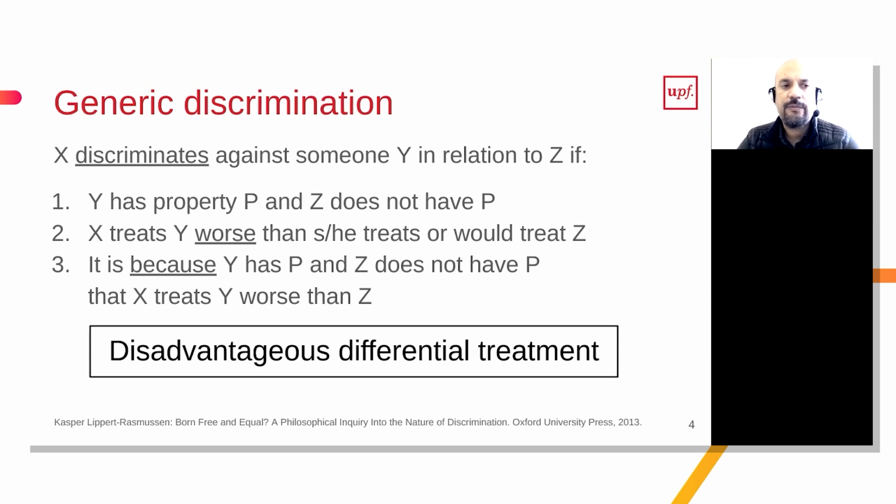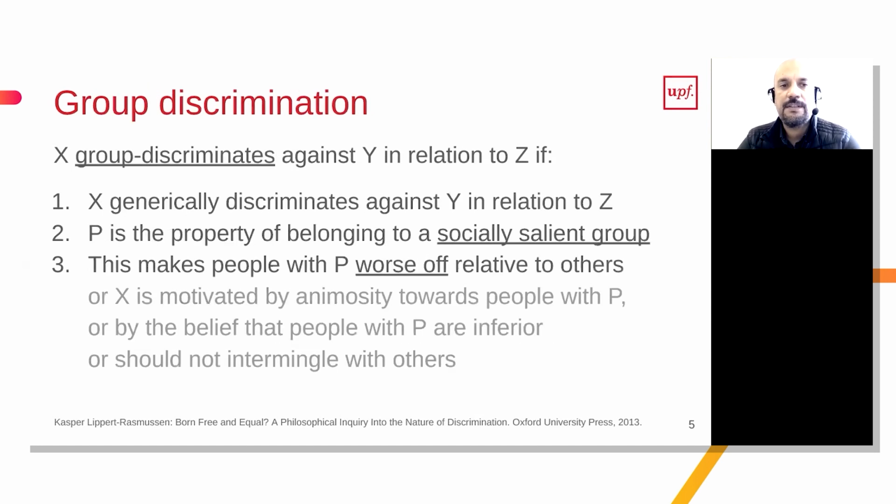Now, wrong discrimination, which is a type of group discrimination, happens when the property that caused you to be treated differently was the property of belonging to a socially salient group. So it was not because you didn't have the correct qualifications for a job that you didn't get the job, but because you have a certain characteristic, which is belonging to a socially salient group.